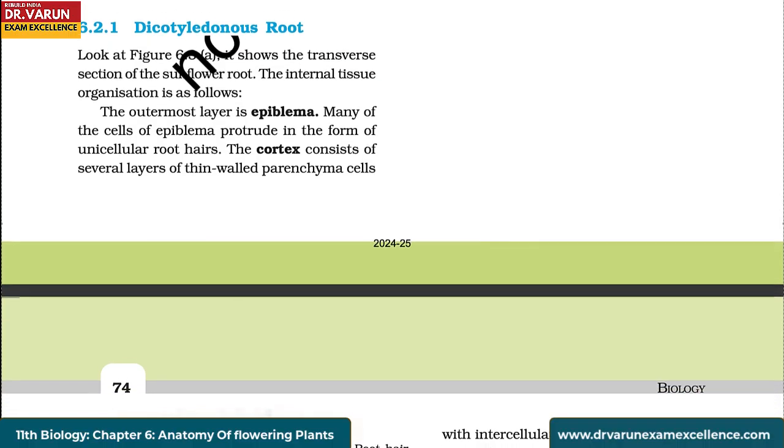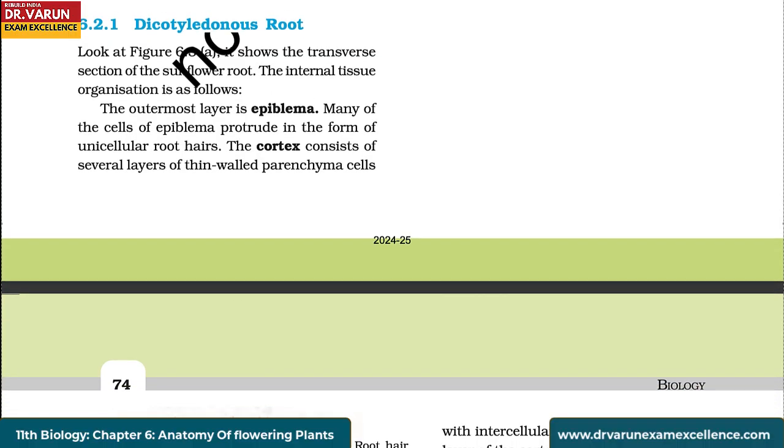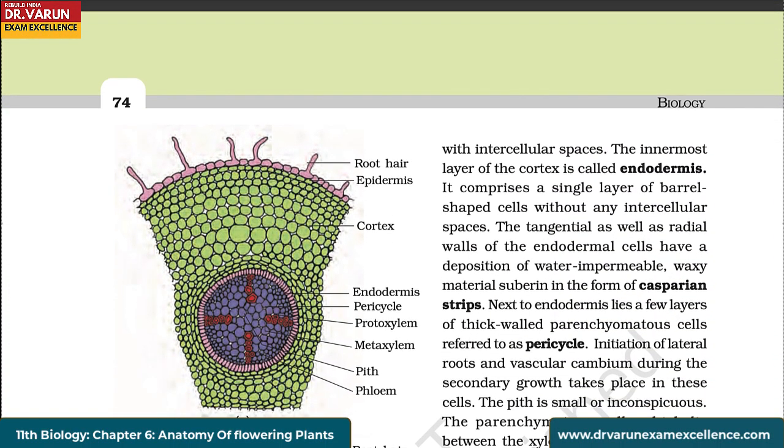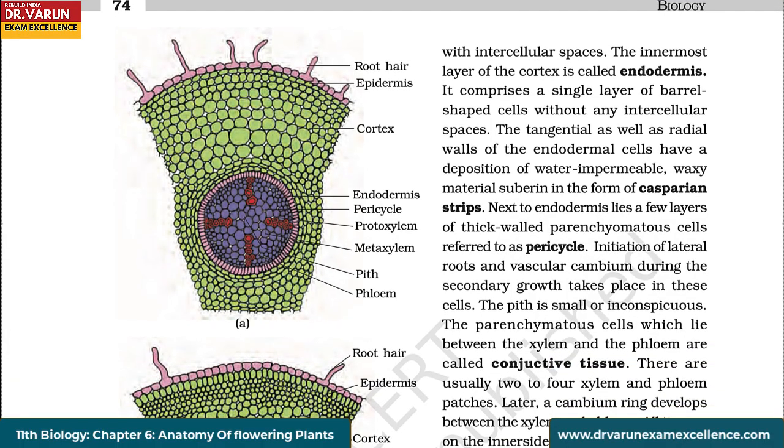The outermost layer is epiblemma. Many of the cells of epiblemma protrude in the form of unicellular root hairs. The cortex consists of several layers of thin-walled parenchyma cells with intercellular spaces. The innermost layer of the cortex is called endodermis. It comprises a single layer of barrel-shaped cells without any intercellular spaces. The tangential as well as radial walls of the endodermal cells have a deposition of water-impermeable waxy material suberin in the form of Casparian strips.